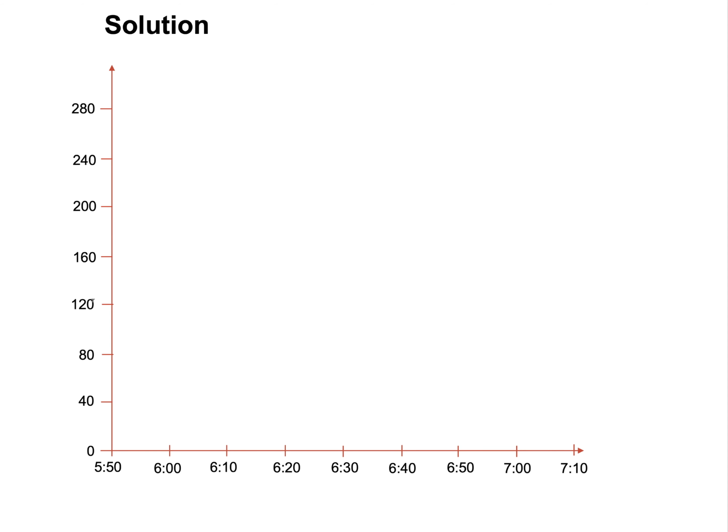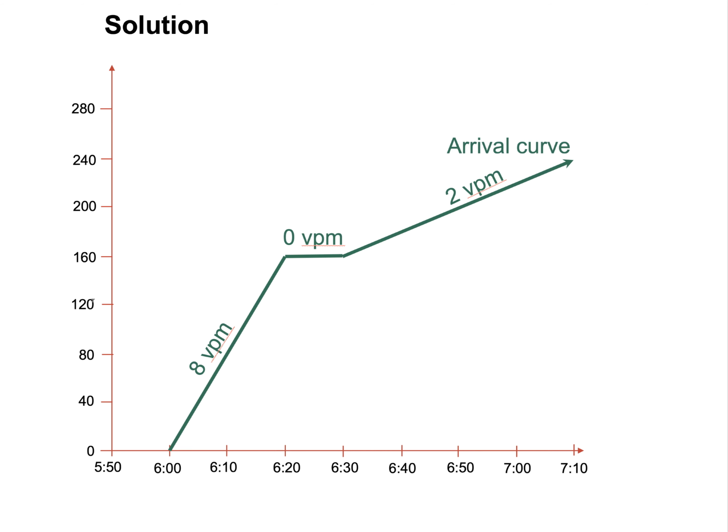So again, you draw the diagram, an NT diagram, so N on the y-axis, T on the x-axis. So this is what the arrival curve looks like. The vehicles are arriving from 6 to 6:20 at 8 vehicles per minute. And from 6:20 to 6:30, there are 0 vehicles arriving. And then after 6:30, they start arriving at 2 vehicles per minute.